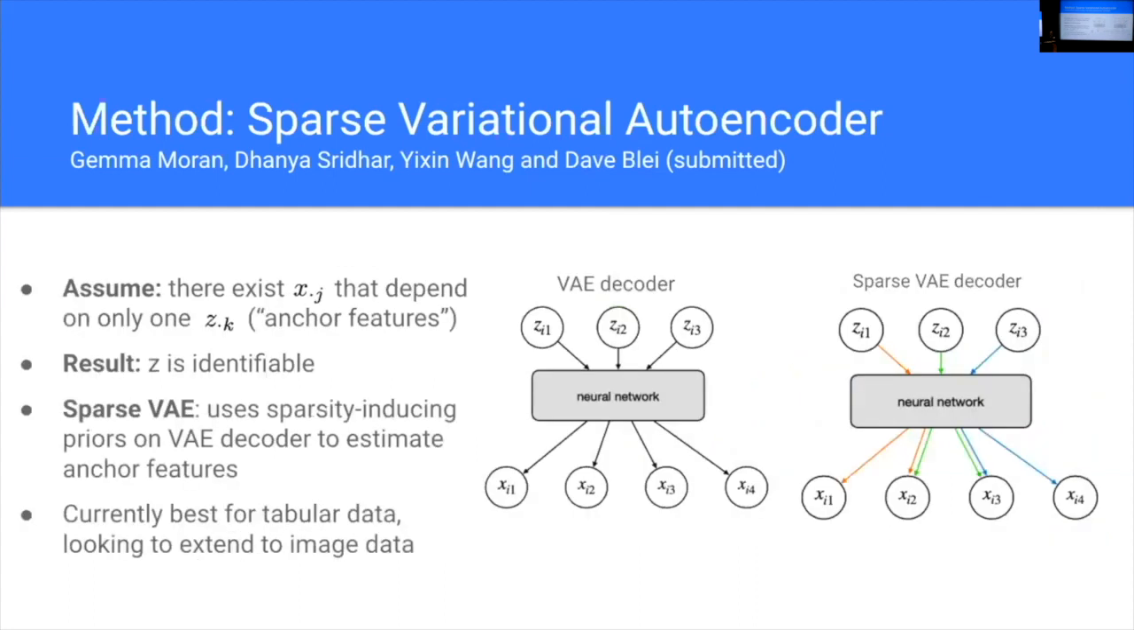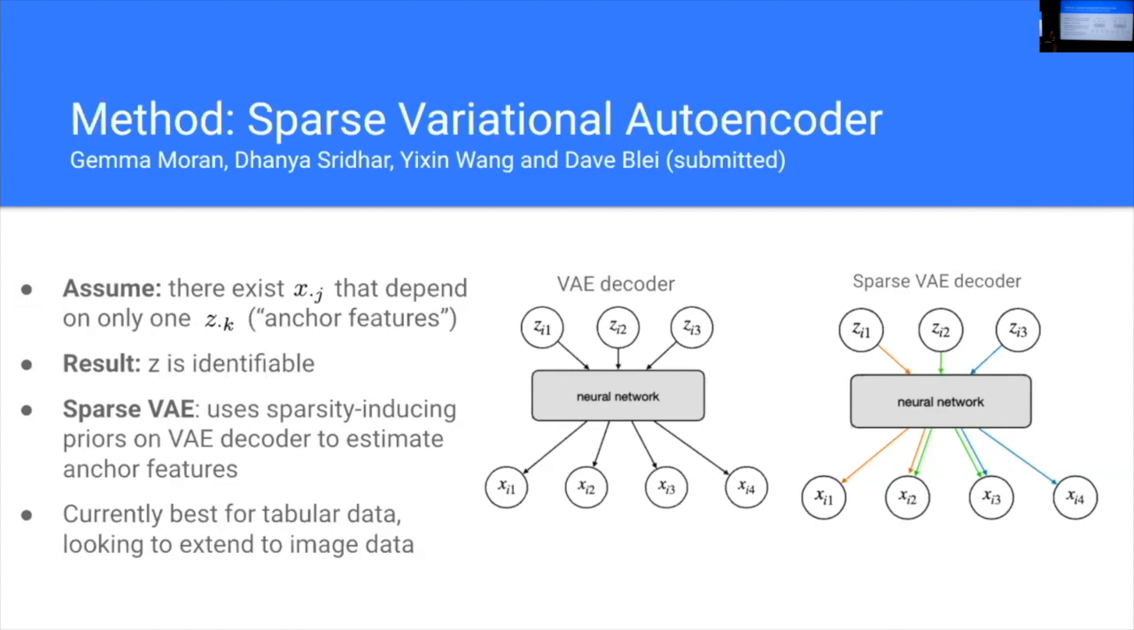So we make the assumption that in our original data, there are features that depend on only one latent dimension of Z. So we call these anchor features. And we can prove that under additional assumptions, if you have these anchor features, then you can get an identifiable model. And then you can interpret the latent space based on what anchor features it's connected to. And so to do this, we impose sparsity-inducing priors on the VAE decoder to estimate the anchor features.